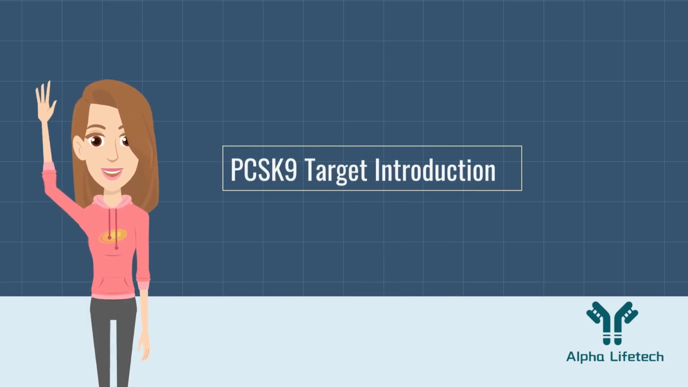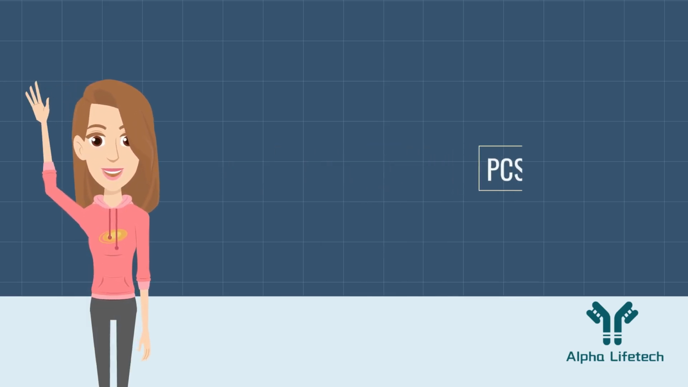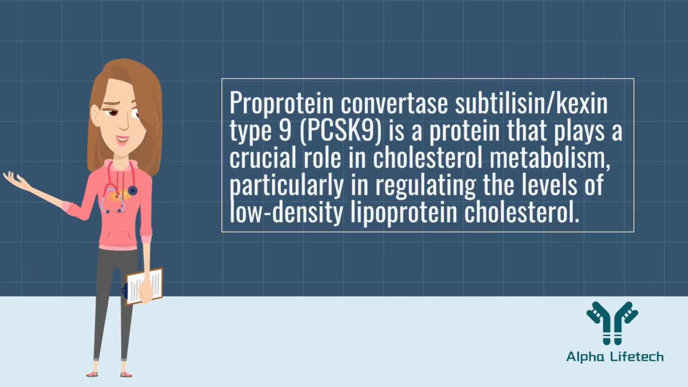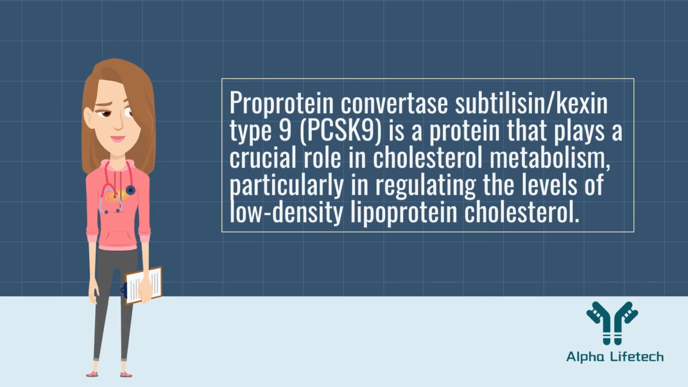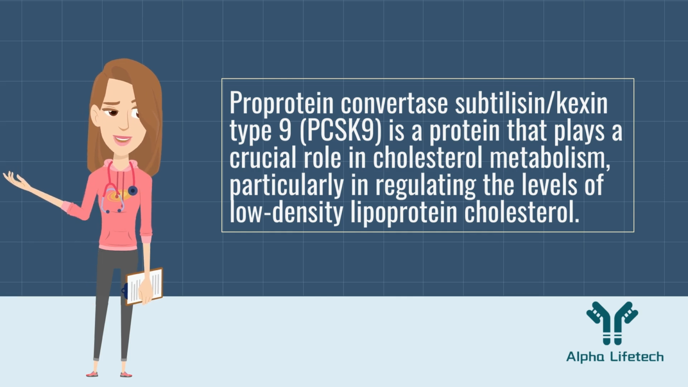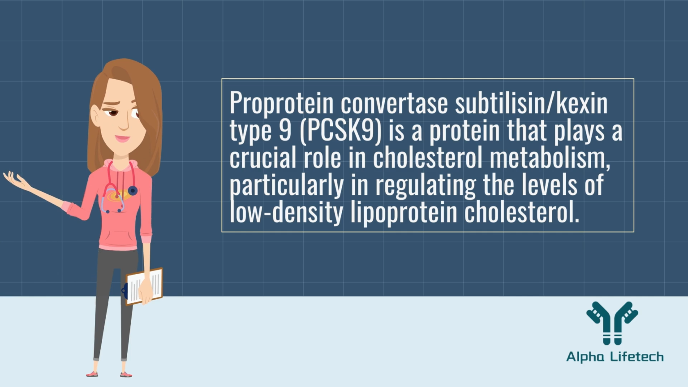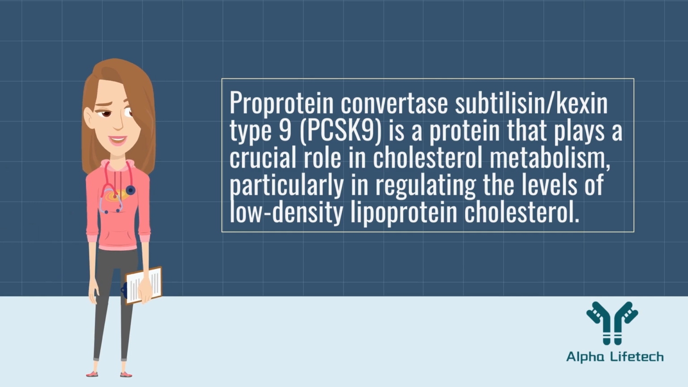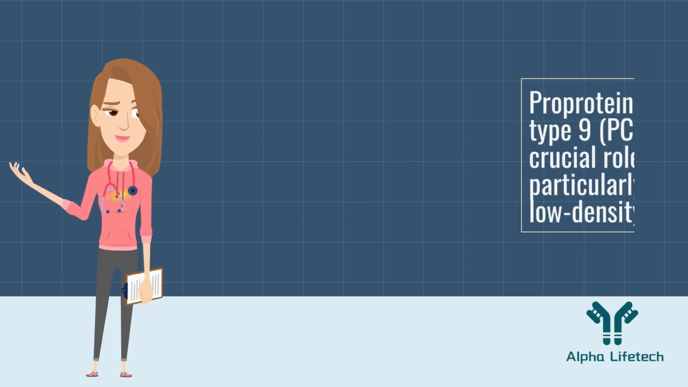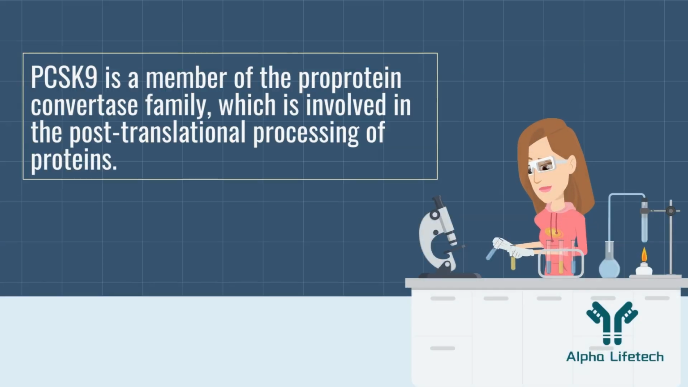PCSK9 target introduction. Proprotein convertase subtilisin/kexin type 9, PCSK9, is a protein that plays a crucial role in cholesterol metabolism, particularly in regulating the levels of low-density lipoprotein cholesterol. PCSK9 is a member of the proprotein convertase family, which is involved in the post-translational processing of proteins.